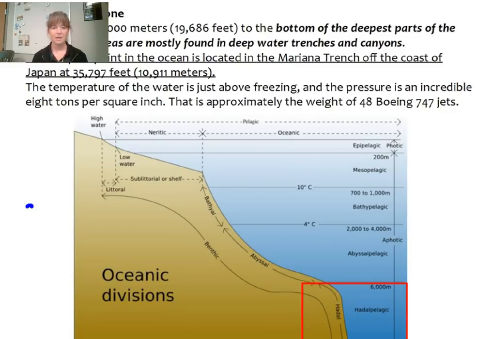The pressure is 8 tons per square inch. So we talked about that. How many people did we say? 39 people standing on 1 square inch of your body would be the pressure that would be. This is 48 Boeing 747 jets on 1 square inch of your body. That's immense. And things live here without dying. I want to stress that to you, that this is not a place in the ocean where nothing exists. There's a lot of life down here. It just has to do things a lot differently than we are used to.